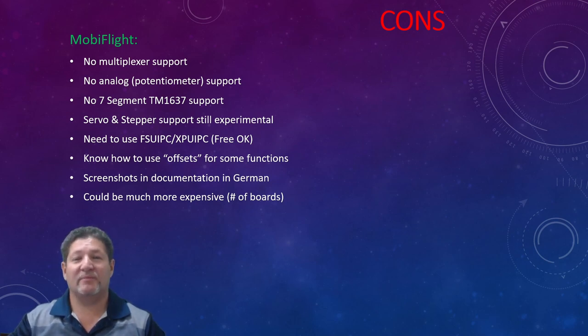And I mentioned before also no TM1637 7-segment display support, which is a bummer for me, because they only use four wires, so they're a lot easier to connect, and they have four or six digits, which I mentioned before I really like. So that's a bad one. All right, so the servo and stepper motor support, I think, is still experimental, even though I did see plenty of tutorials and all kinds of stuff on it. I think it's not 100% nailed down, and I'm not sure if people are having issues with that, but that's the only thing that is still a work in progress.